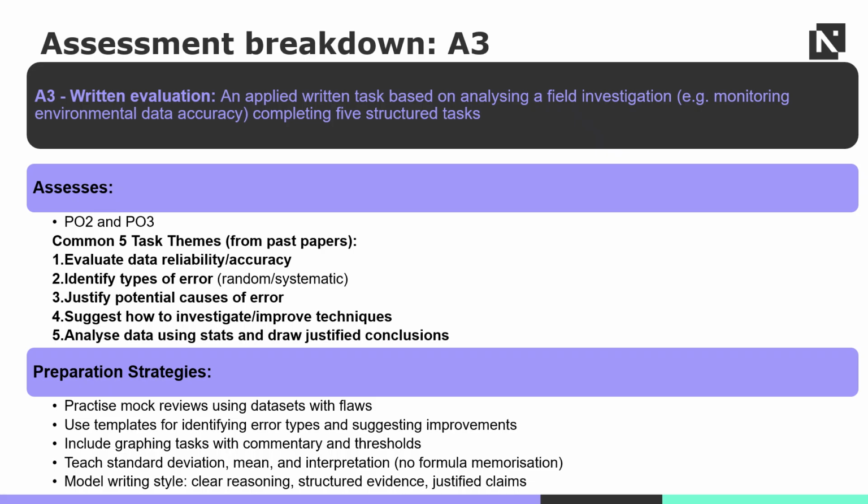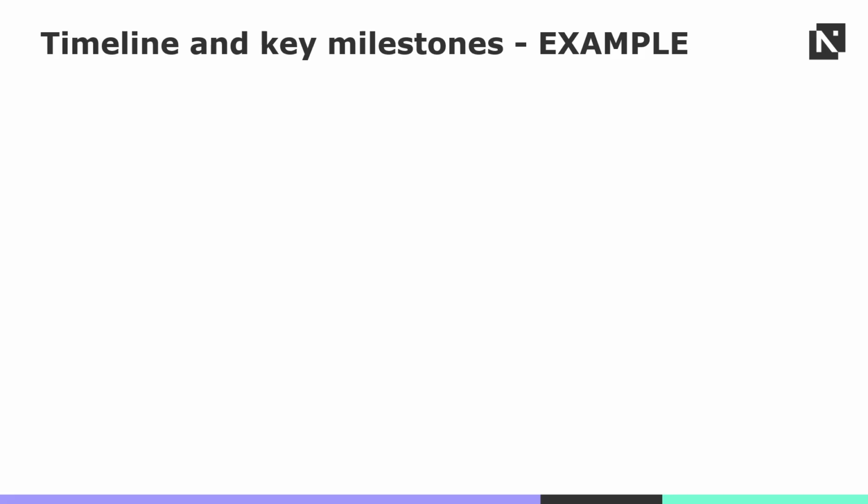Assignment 3 challenges learners to combine their practical science knowledge with written communication and critical thinking, and with the right preparation, they'll be ready to respond confidently and fluently. So now let's take a look at how the delivery of Year 2 for the Laboratory Science Occupational Specialism might be structured across the academic year.